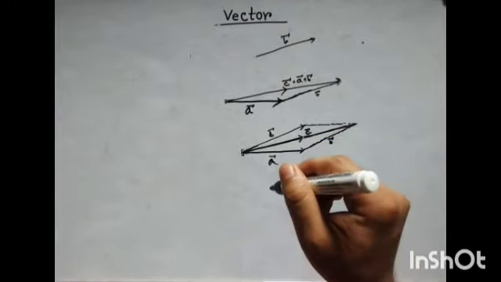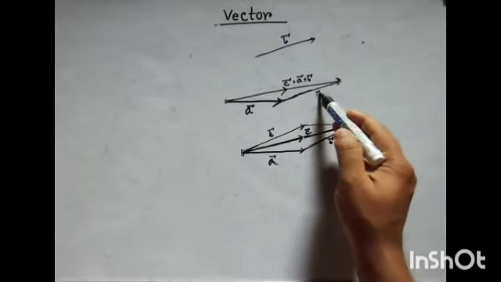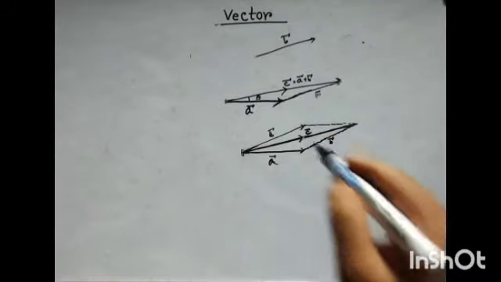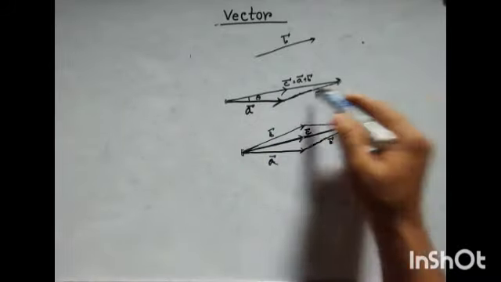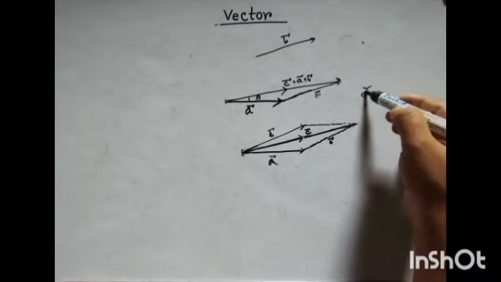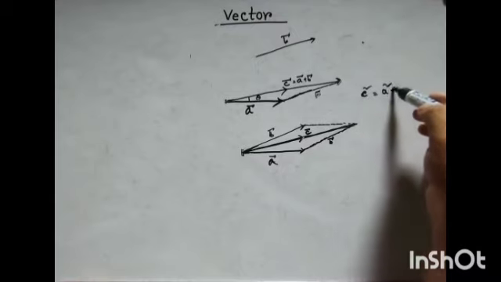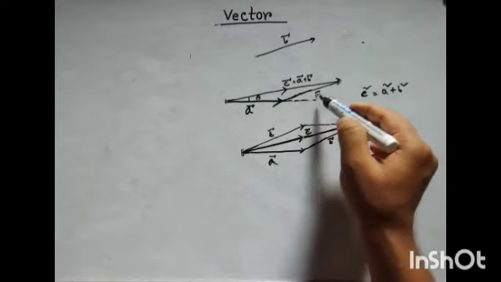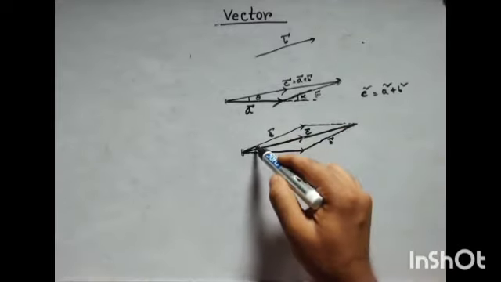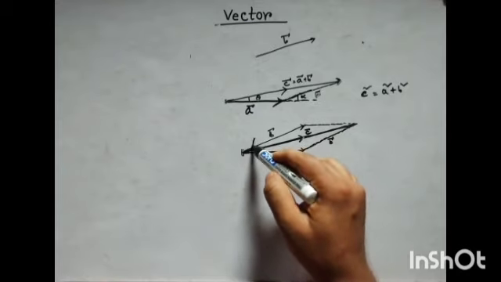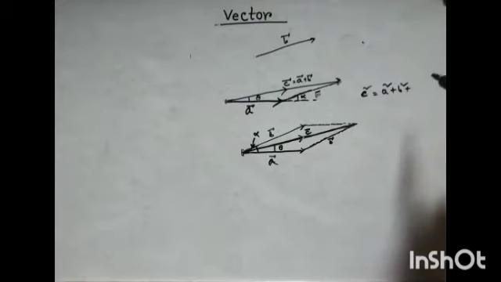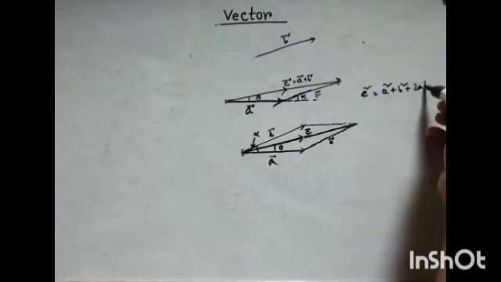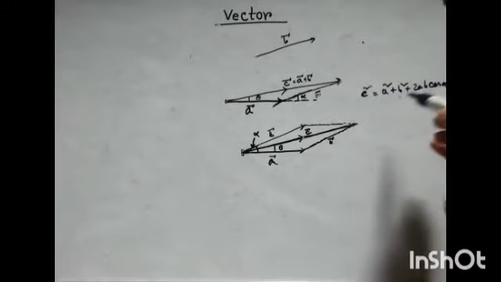So now, we know this angle theta, and we know the values of magnitude a and b. So we can find magnitude of c accurately from this: a square plus b square, and the angle between these two vectors is alpha. So this is alpha and this is theta. So c squared is a square plus b square plus 2ab cos alpha.